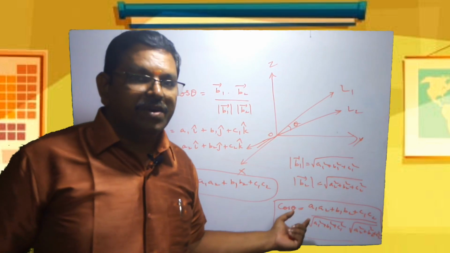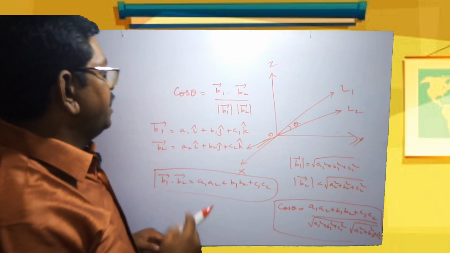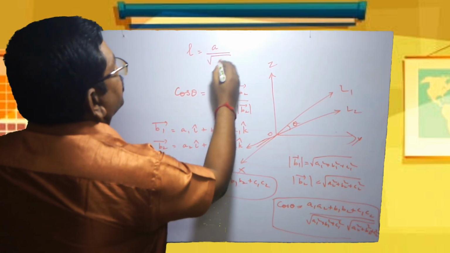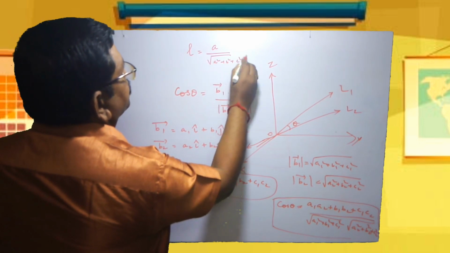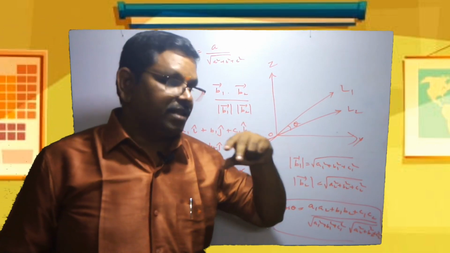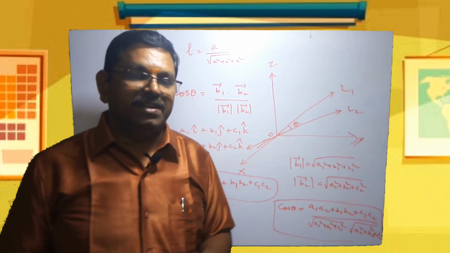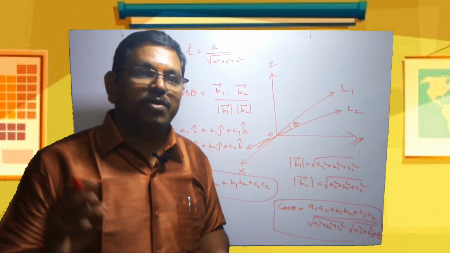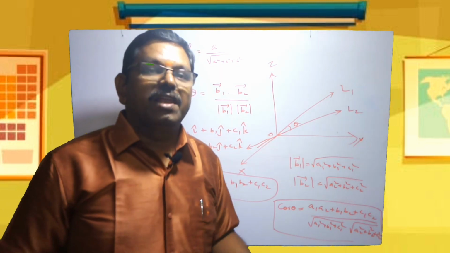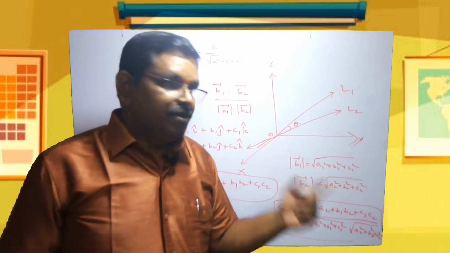So here we have this formula when the direction ratios are given. And remember, already I said that l is nothing but a by square root of a square plus b square plus c square. Suppose we have two sets of direction cosines, the direction cosines of the first vector and the direction cosines of the second vector. Then we will have l1, m1, n1 as the direction cosines of the first vector. Similarly, l2, m2 and n2 are the direction cosines of the second vector.